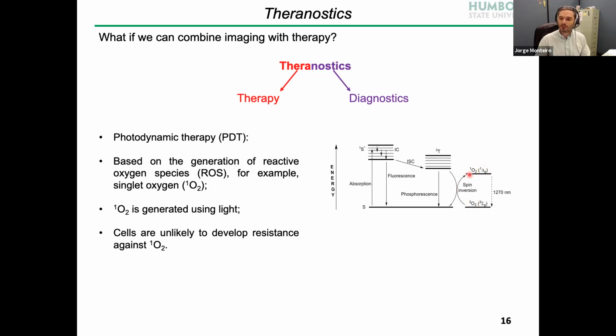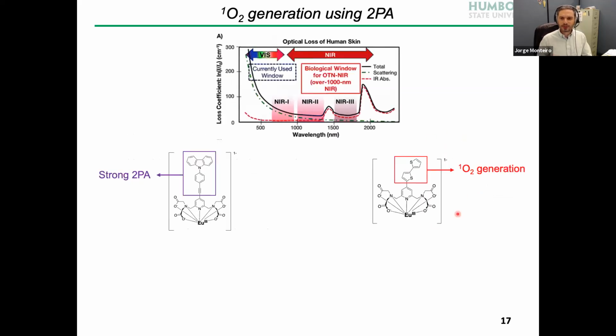Singlet oxygen is very reactive and it will attack anything that's around it. However, it's short-lived, so it will not propagate. So it's a very localized kind of therapy. And singlet oxygen can decay back to the ground state, and the emission is going to fall in the NIR. Therefore, our goal is to get a compound that's capable of doing the diagnostics and generating singlet oxygen. So this is very recent.